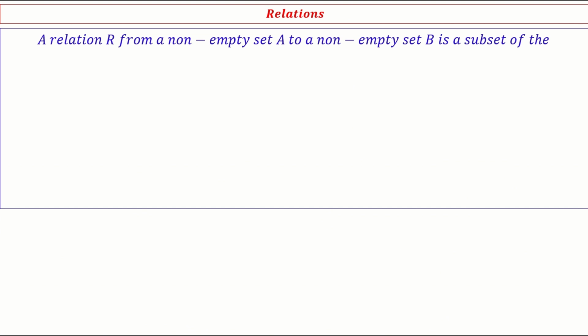Relation R is from a non-empty set A to a non-empty set B, and this is a subset of the Cartesian product A cross B. In A cross B, every element in A is paired with every element in B, correct? In an ordered pair. But a relation is defined by a rule. The rule says, for example, if A comma B is the ordered pair, B is always greater than A. Some relation, some condition is given. Based on the definition of the relation, you write the ordered pairs. So from the definition we can clearly see a relation is a subset of the Cartesian product A cross B.